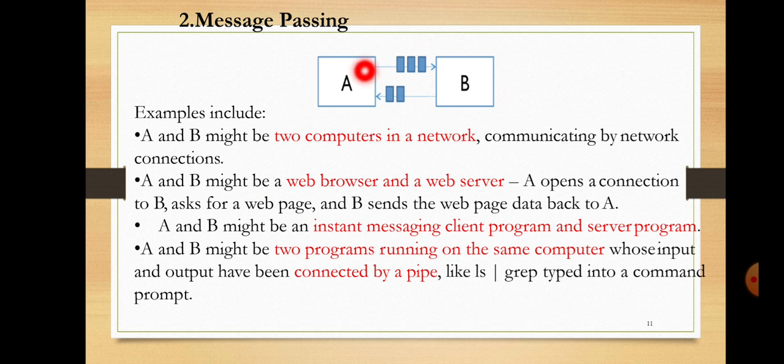Example: consider A and B as two machines in a network, two computers communicating by network connections. A and B might be a web browser and a web server. That is, this can be a web browser and this can be a web server. A opens a connection to B, asks for a web page, and B sends the web page data to A.